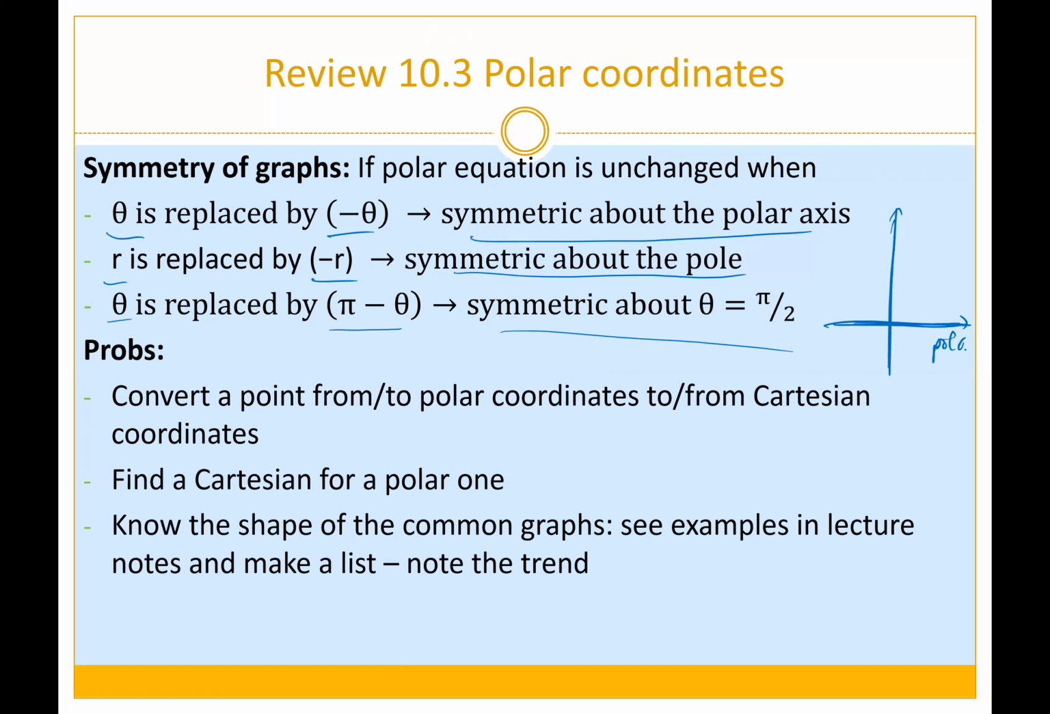This is the polar axis. This is the line of theta equals pi over 2, and the pole. So these are the three things that it can be symmetric about.